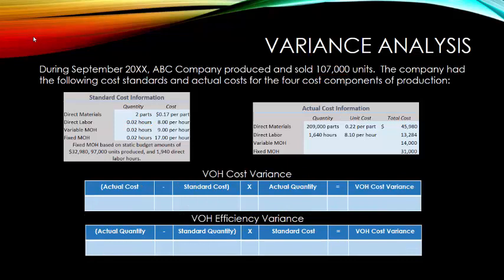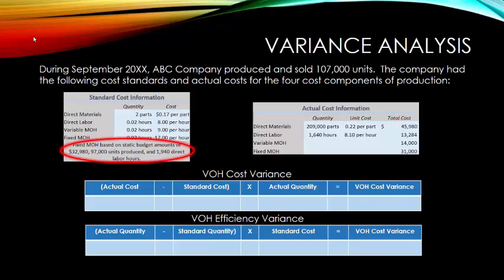Move on to our variable overhead. We have two different formulas here, the cost variance and the efficiency variance. Starting with the cost variance, what was the actual cost of our variable overhead? Well, over here we have a bunch of information that's going to help us get there. It tells us that our overhead is based upon a certain amount of fixed costs, and we have a certain amount of units produced.